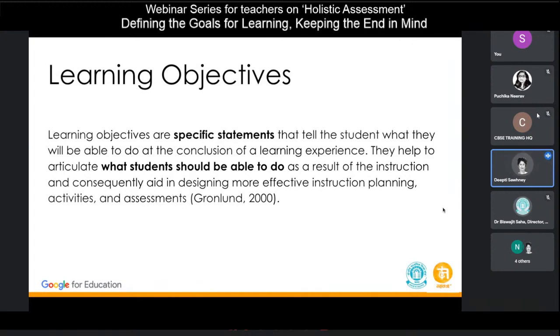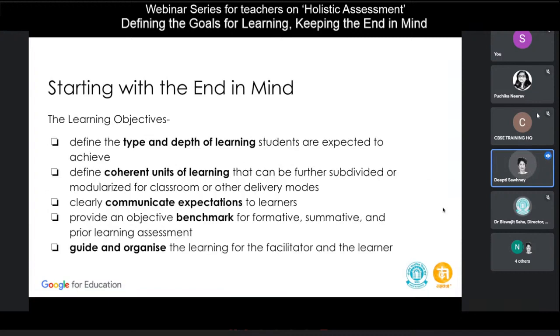What are those learning objectives that you will define? What are those learning objectives that you will assess so that the learning outcomes that you had defined right at the beginning are actually achieved? So like we said, we are starting with the end in mind. Next, please. So the learning objectives that we have in mind should be defining the type and the depth of learning. What are the children expected to learn? What are they expected to achieve? That should be very well defined by the teacher, and if it is possible, in some instances with the children as well.